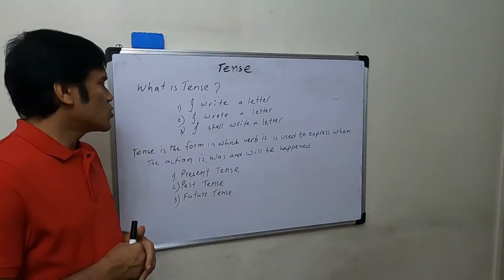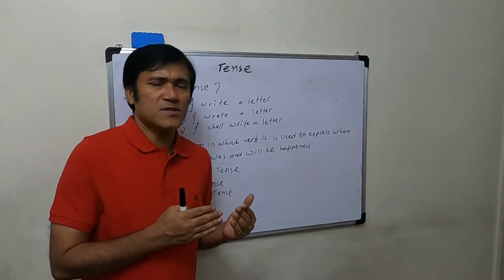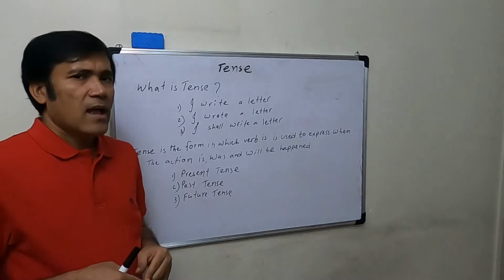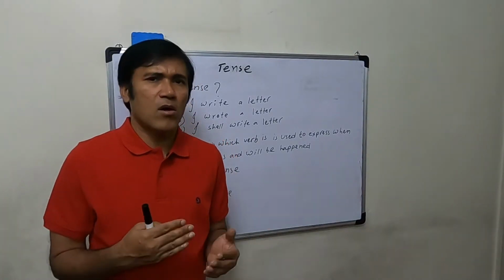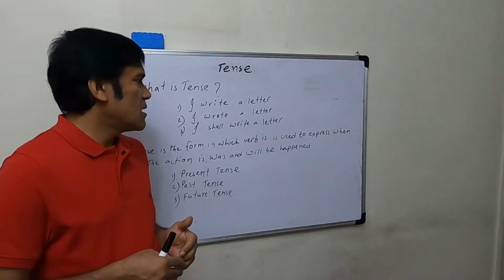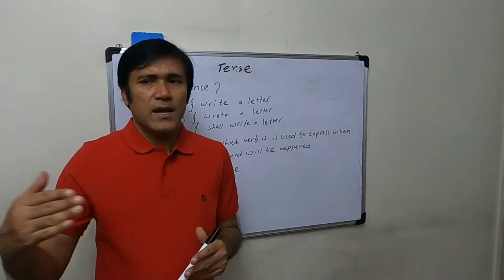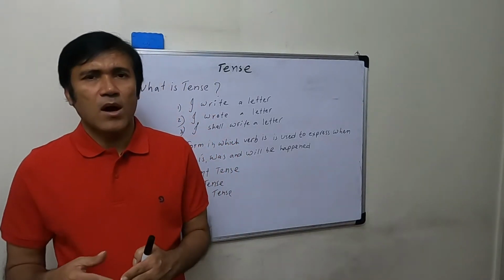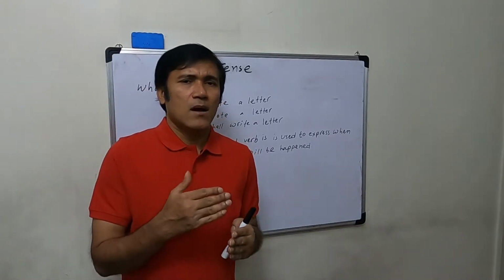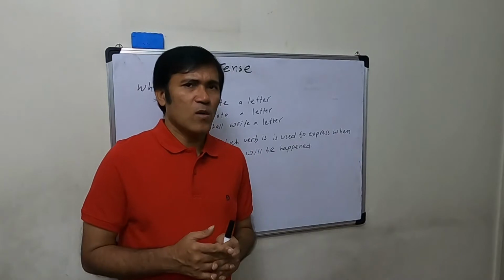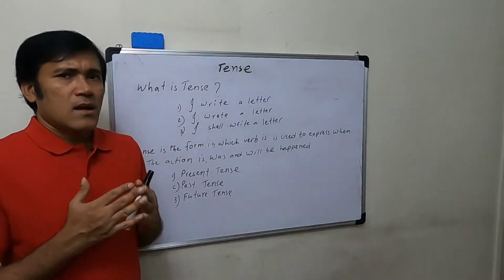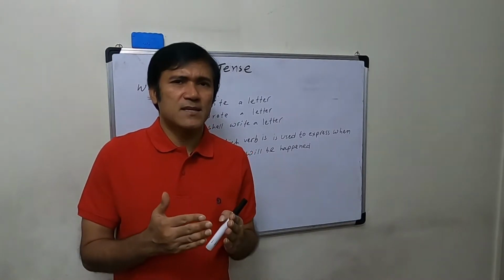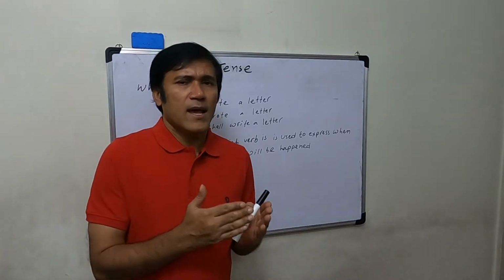And then I wrote a letter. Wrote is in past form, so it happened before. I wrote a letter. It happened 10 minutes before or yesterday. Then I shall write a letter. In the coming time, probably 10 minutes later or 1 day later or 1 month later, I shall write a letter. So what we have understood: tense is the time of action of the verb. It indicates when the verb happens.